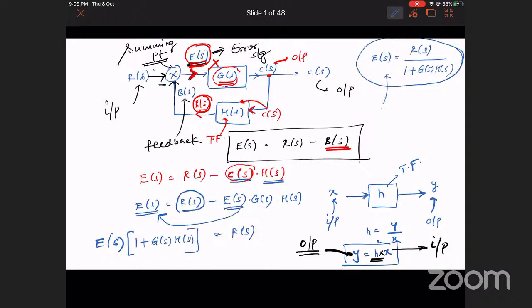This is nothing but the error formula that I have derived in the Laplace domain, guys. Let me write it on the next page. E of s is equal to R of s divided by 1 plus G of s into H of s. This is what we have written so far.